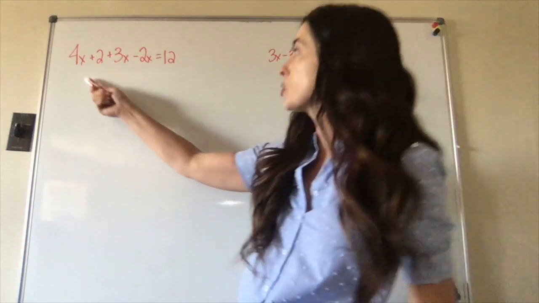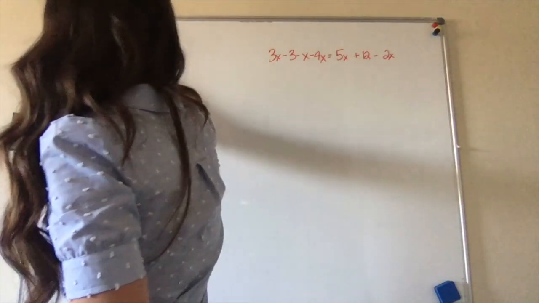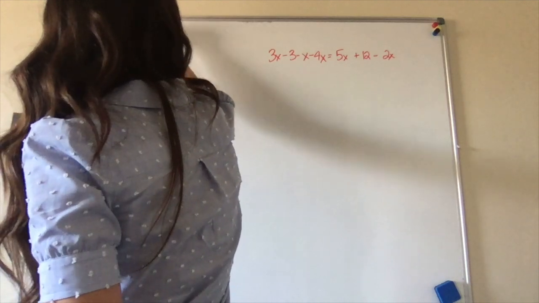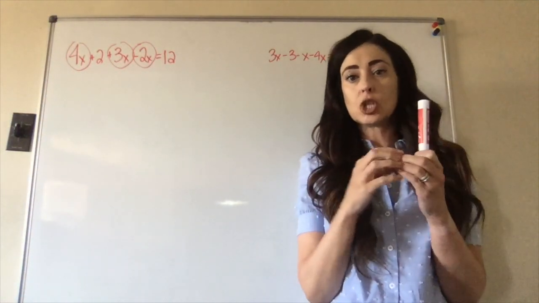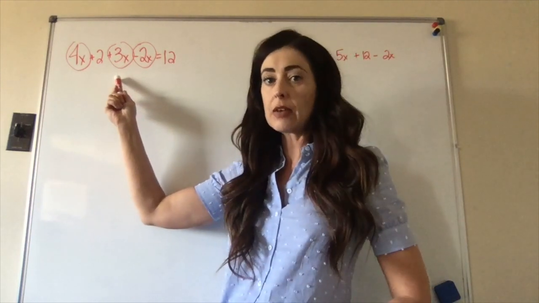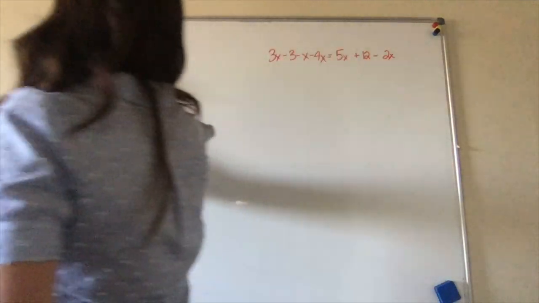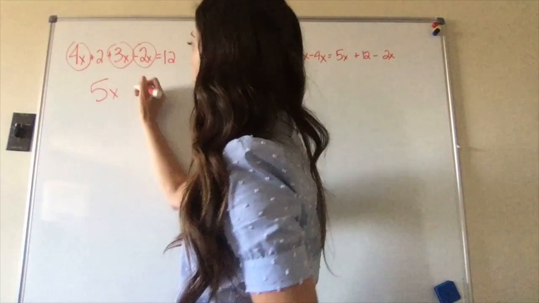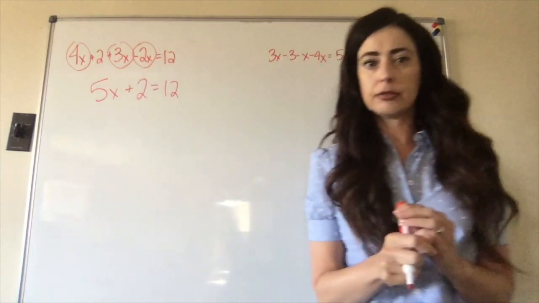So on this first one, I have multiple x's that I can gather. So I have 4x, positive 3x, and negative 2x, okay? So I'm going to collect those like terms first. So 4x plus 3x is 7x. 7x minus 2x is 5x. I still have this plus 2, and it's still equal to 12, okay?